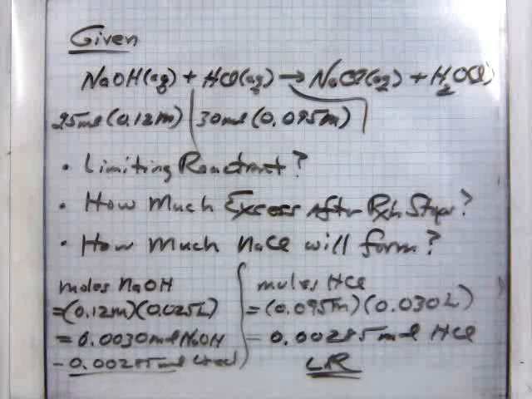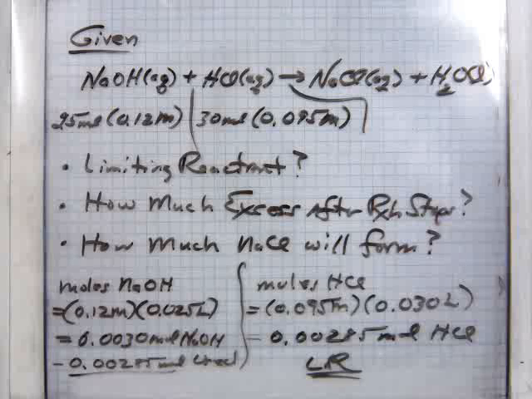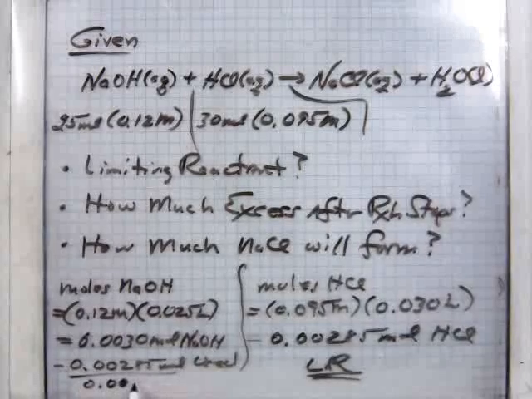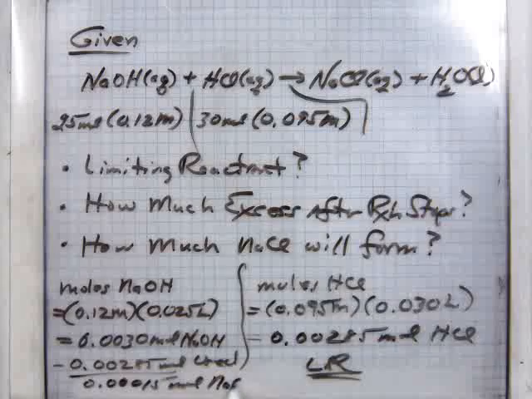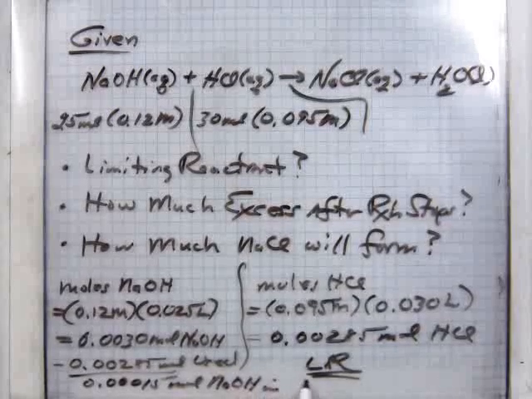So when I subtract those two, I get 0.00015 mole sodium hydroxide in excess.